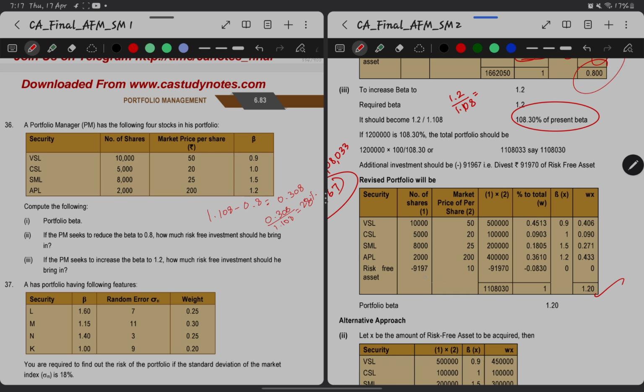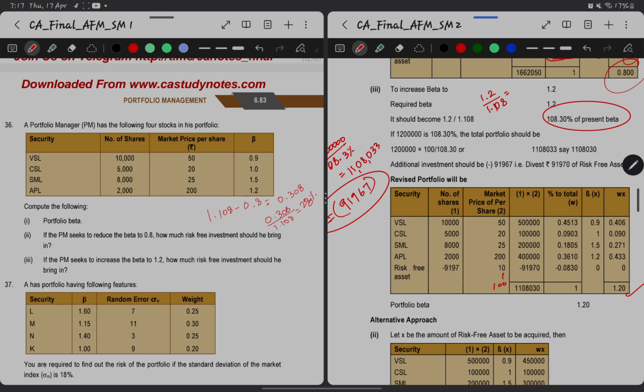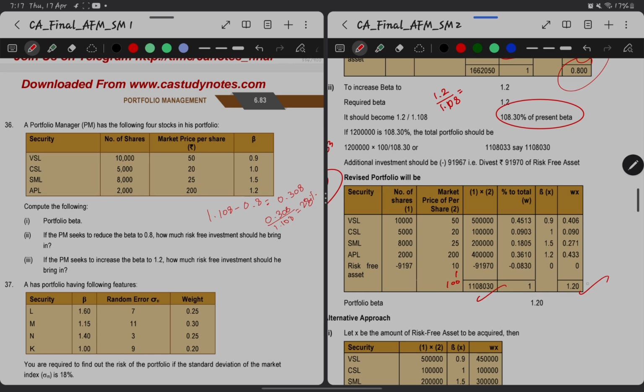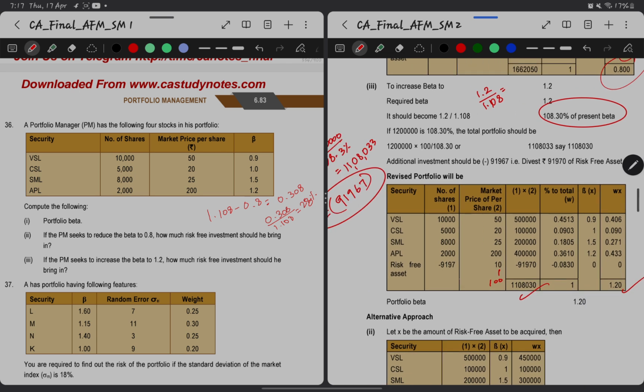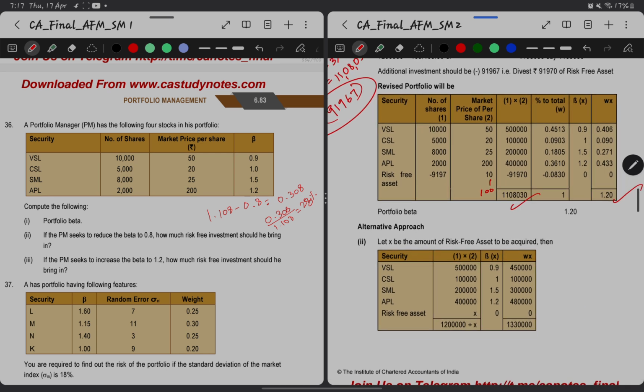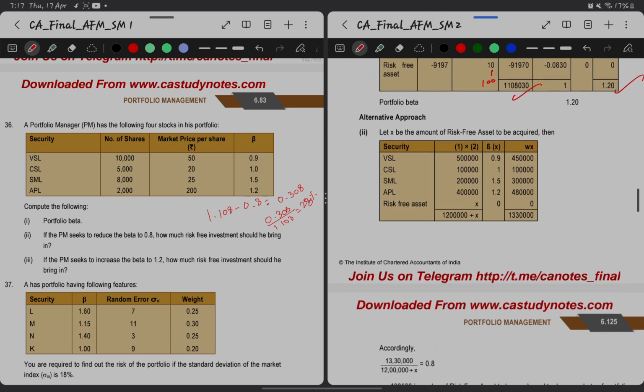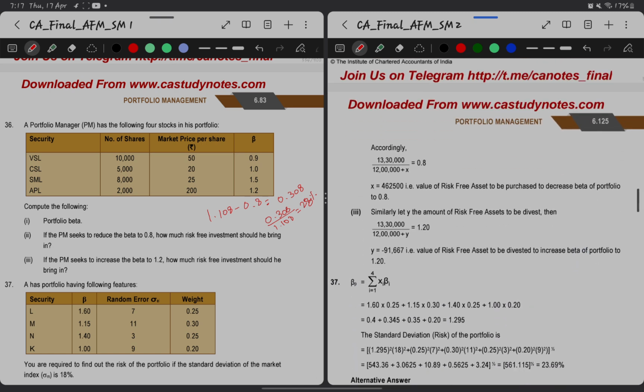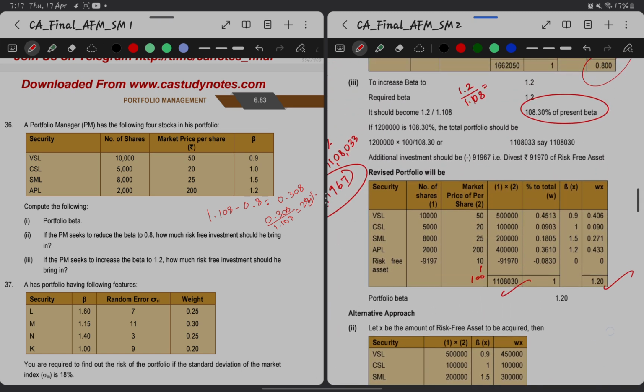Then the reduction can be shown as I told. The share price you can keep as 1 also, 100 also, whatever. Just divide whatever we got by the per share price we are keeping to get the number of shares, then the total will match, and the revised beta will become 1.2. That's it. They have given some alternate approach where keeping it as x and then deriving the values. Anyway, both will result in the same results. That's it. Thank you.